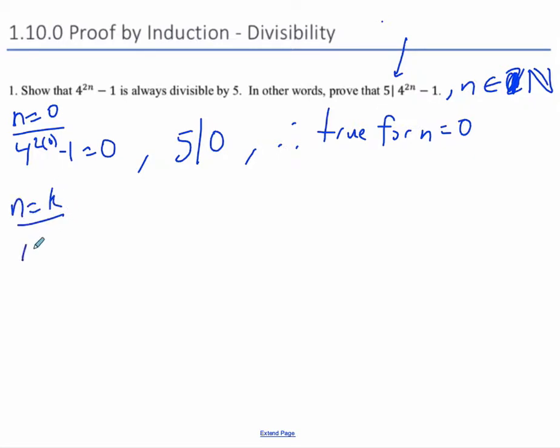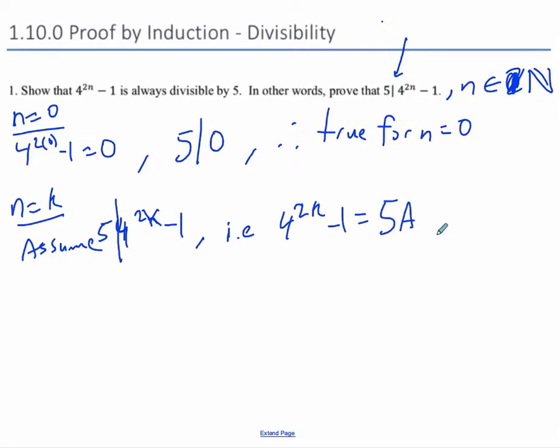Next case, n equals k. Assume that 4 to the power 2k minus 1 is divisible by 5. Okay, another way to write that is 4 to the power 2k minus 1 equals a multiple of 5, so 5a, where k and a are integers. Okay, so now we go to the next step.